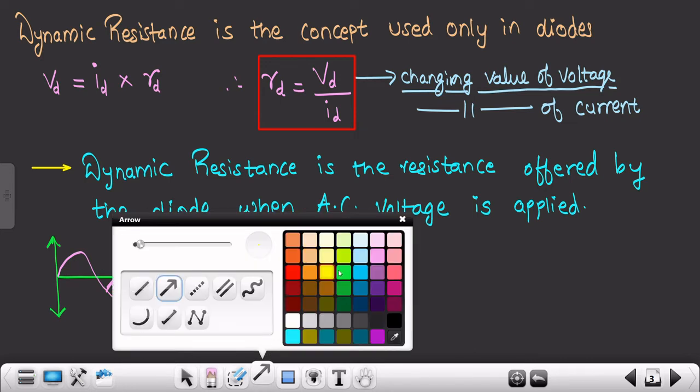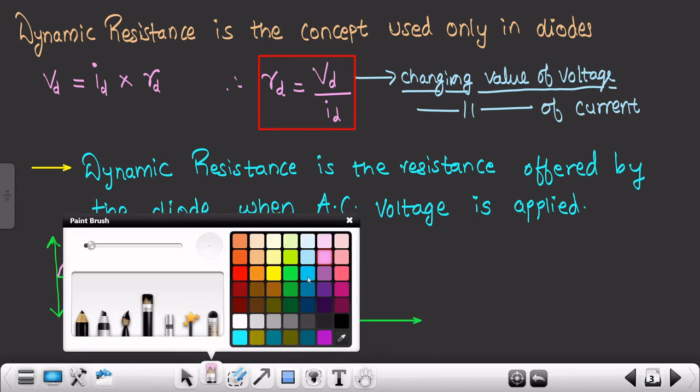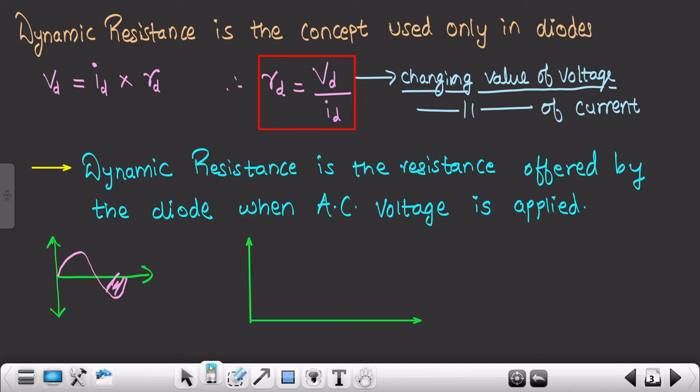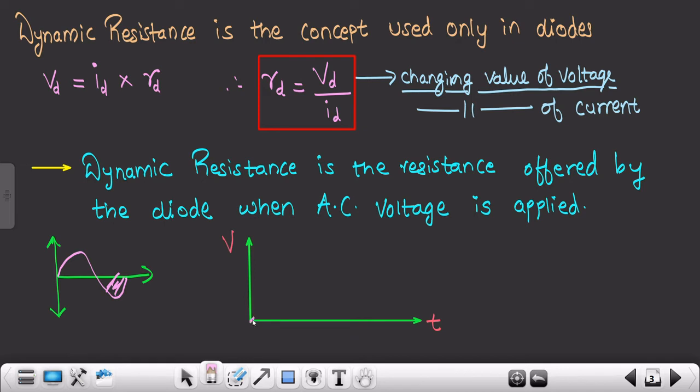I'll draw it over here properly, so that you understand this particular concept in depth. Let's suppose, for the time being we'll just take one graph, that is V versus T. So this is your voltage versus time graph, right? And this is your AC waveform. I'm only drawing the positive half of the AC waveform, right? Positive half of the AC waveform. Just a second, let me draw it properly.